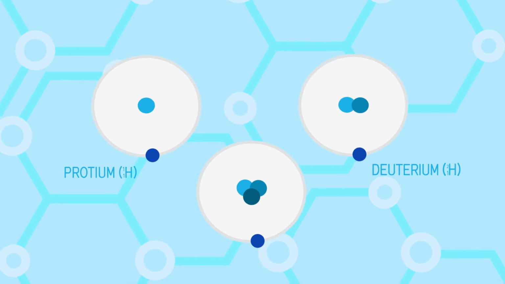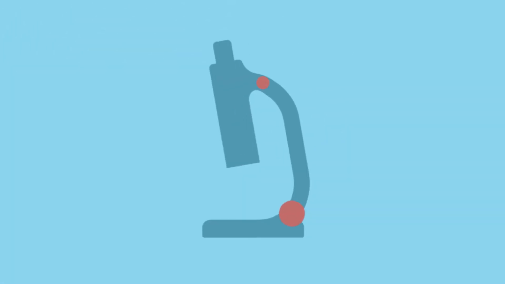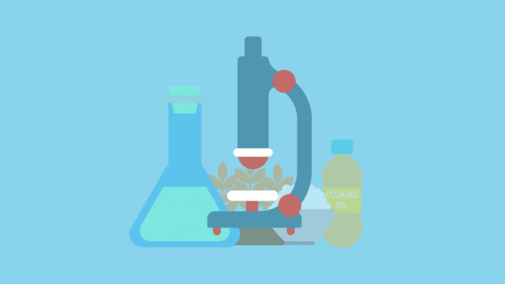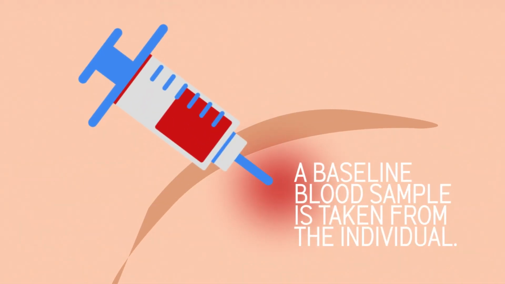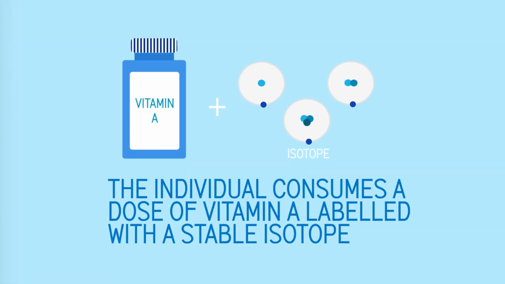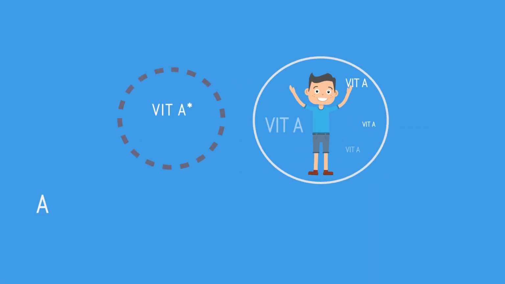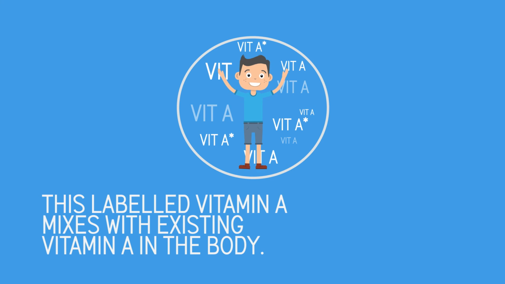Isotopes are variations of the same element that have a different atomic weight. They can be used as tracers in nutritional studies. Here's how the vitamin A isotope dilution technique works. A baseline blood sample is taken from the individual. The individual consumes a dose of vitamin A labeled with a stable isotope. This labeled vitamin A mixes with existing vitamin A in the body.